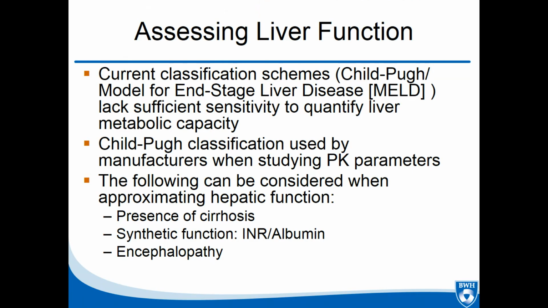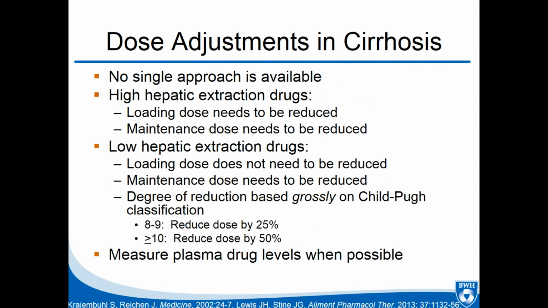looking at the presence of cirrhosis, our synthetic function, and whether the patient is encephalopathic. They're good markers to see how the liver could be functioning in general, but it's difficult to know exactly what impact that's going to have on the drug. That's where it's good to consult the unit-based pharmacist to give some insight into how the medication may be affected, as well as maybe a therapeutic monitoring regimen.